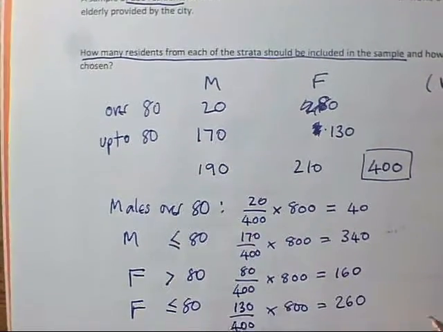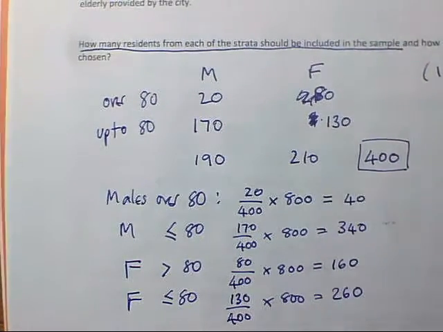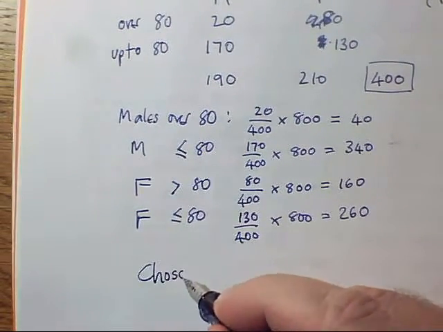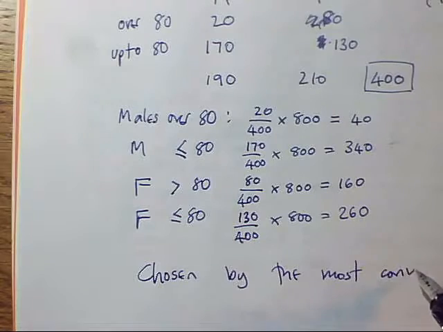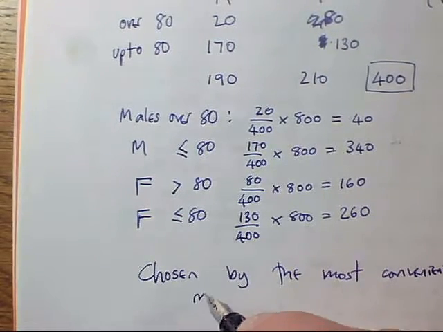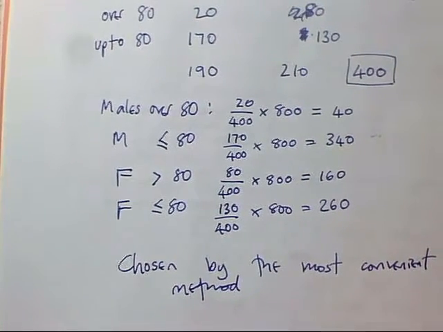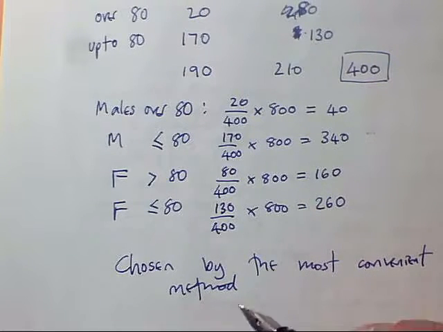Then it asks, how should they be chosen? Okay, well, this is quota sampling, so I don't have to do anything clever. I don't have to get a list. I don't have to do any random numbers. I just need to say they are chosen by the most convenient method. Okay, so I could go around knocking on doors, or I could go somewhere where I think I might find pensioners. So I could go to care homes, I could go to day centres, and that's going to be non-random. That's what quota sampling means.